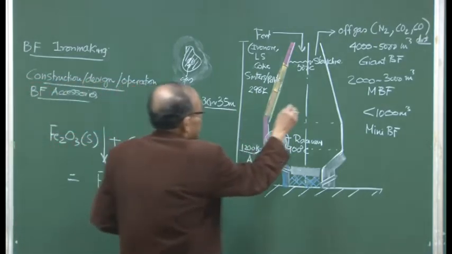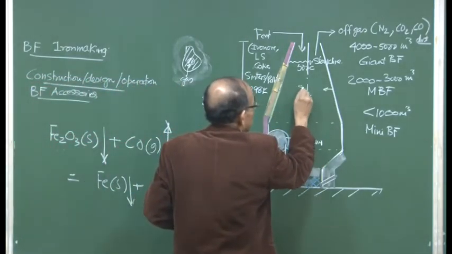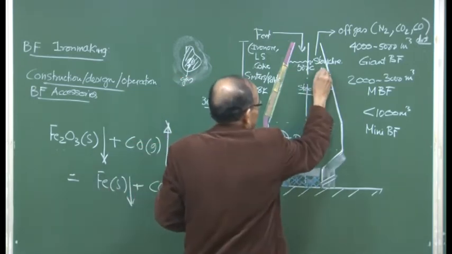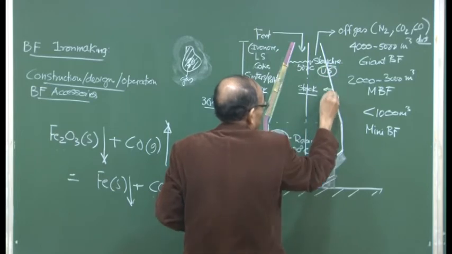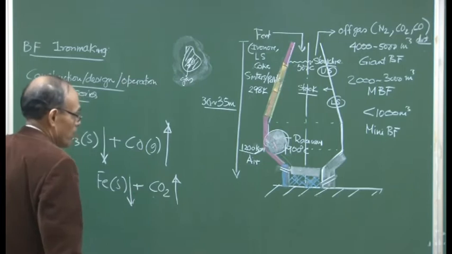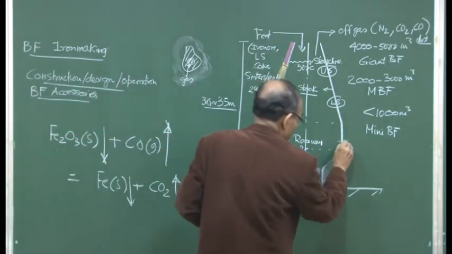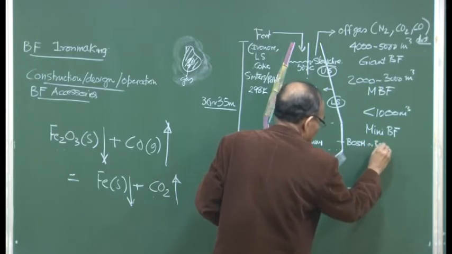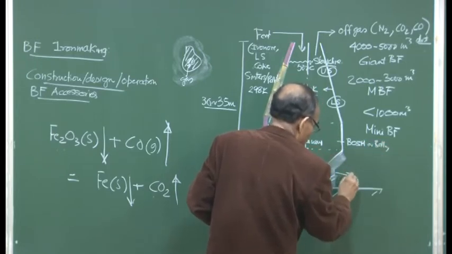This part of the furnace is called the stack of the furnace or the shaft of the furnace. So, we can call this the upper stack and we can call this the lower stack. This is the bosh or the belly, and this is the hearth of the furnace.